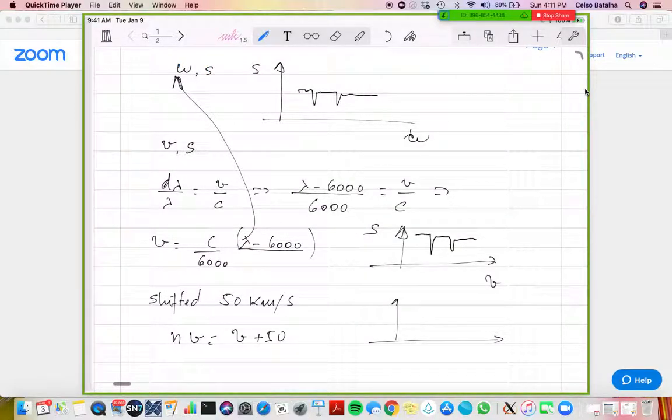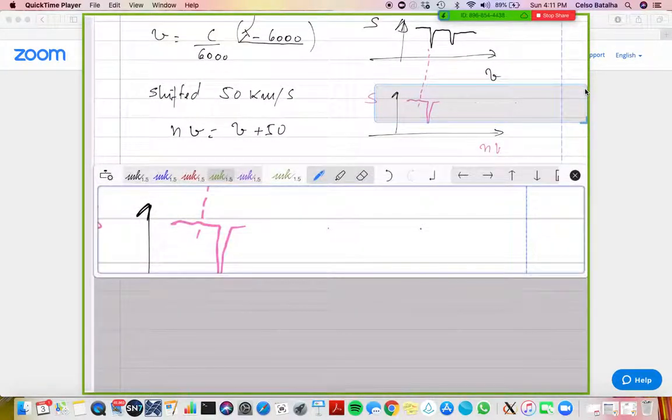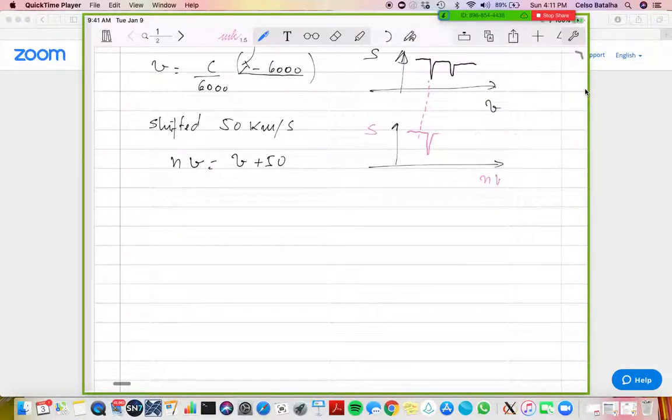So in a new scale, if we were to plot S by this new scale, it would appear like this. See, there is a shift. And if you check this shift over here, they are both 50 kilometers per second.